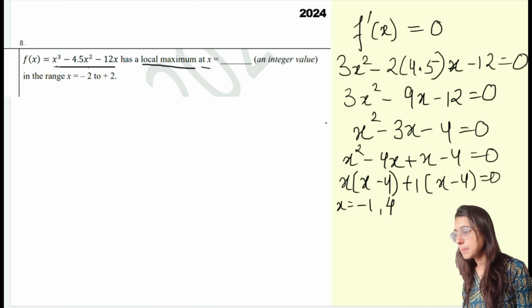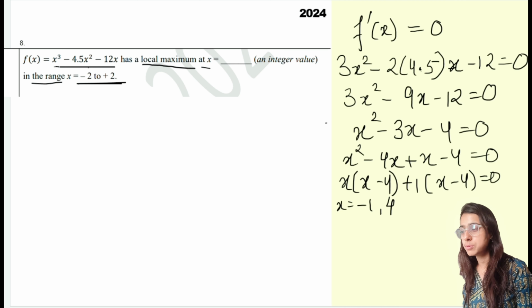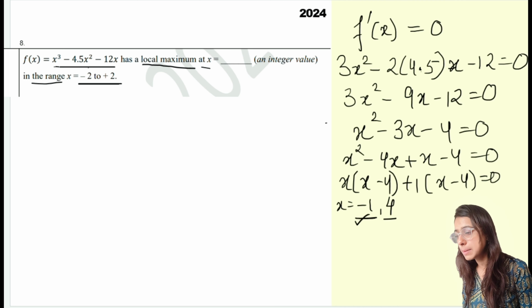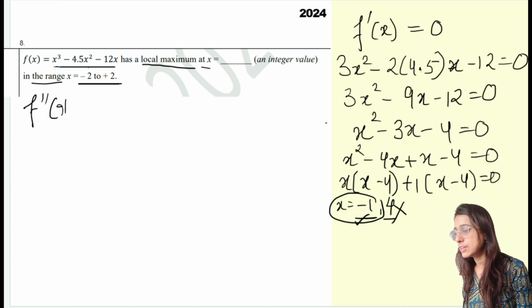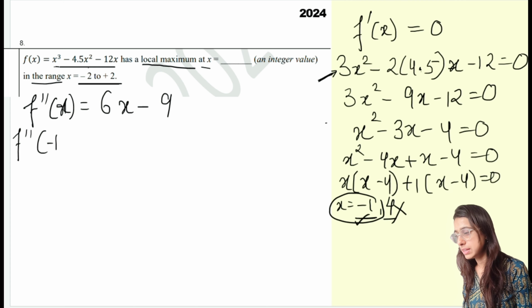अब आप यहाँ पर देखिए हमें क्या बोल रहा है? In the range x is minus 2 to 2. मतलब माइनस 2 से 2 के बीच में जो नंबर है हमें उसी के लिए ही चेक करना है. तो यहाँ पर minus 1 lies between minus 2 to 2 but 4 does not lie between minus 2 to 2. तो हम सिर्फ माइनस 1 के लिए चेक करेंगे. Find f double dash at minus 1. तो पहले हम f double dash of x देख लेते हैं. So this is our derivative. इसका हम फिर से डेरिवेटिव लेंगे. So we will get 6x minus 9. That's it. Now f double dash at minus 1 will give us 6 into minus 1 minus 9.